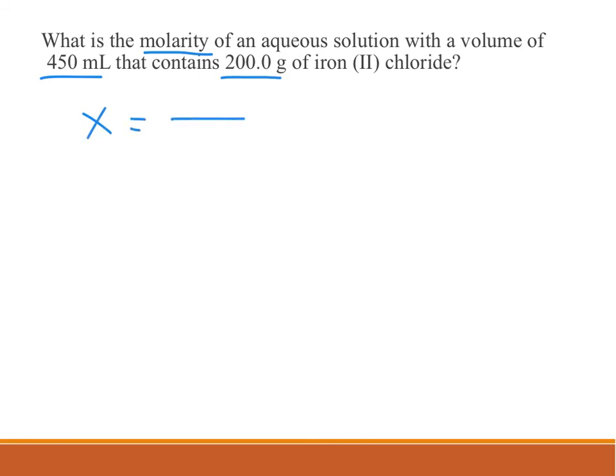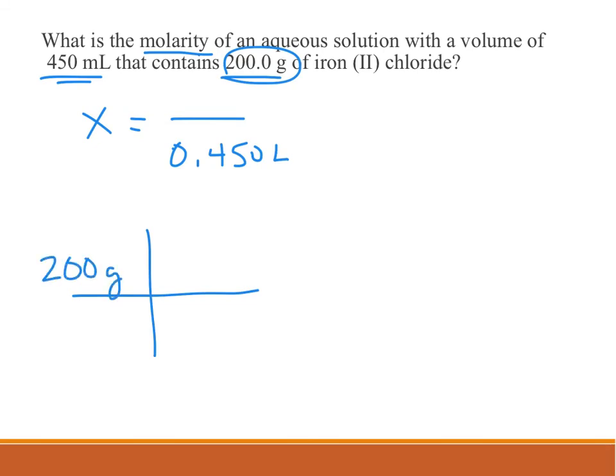Again, we need to figure out our moles because we're just given grams. And we know that we have 450 milliliters, or 0.450 liters. Once again, we need to do a mole-gram conversion so that we can figure out how many moles we have in these 200 grams. And the 200 grams is of iron 2 chloride, so that tells us that our iron ion has a +2 charge, so that means we're going to have 2 chloride ions attached to it. So off to the periodic table to look up some atomic masses to find out that this is 126 grams.